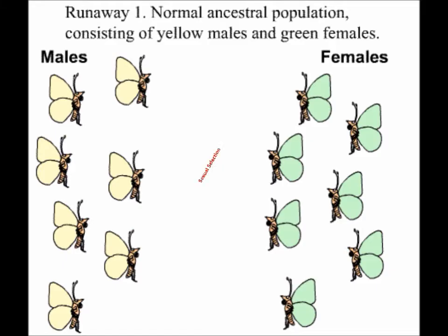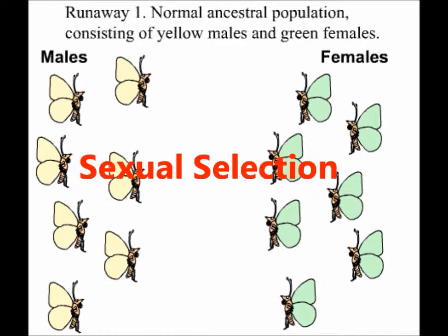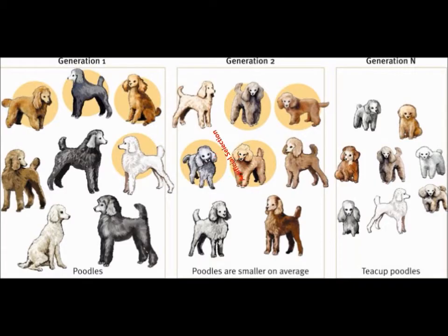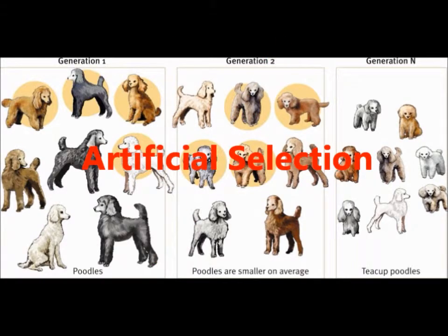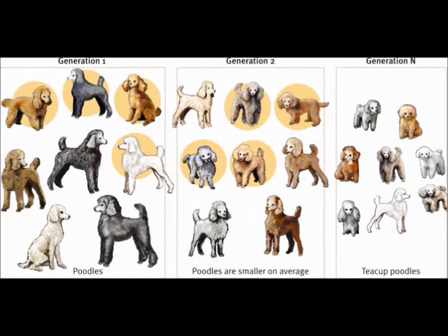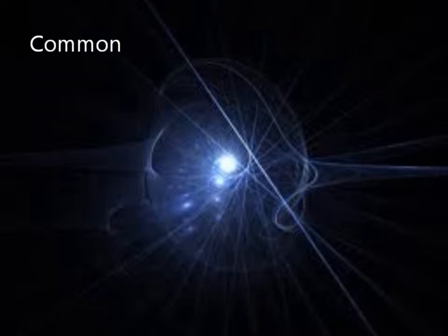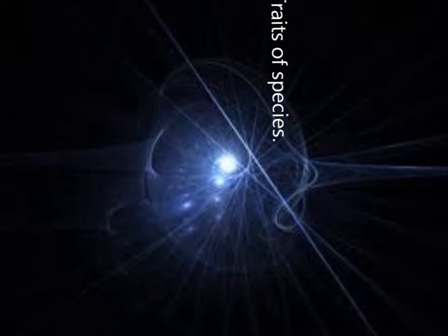Sexual selection: a natural selection arising through preference by one sex for certain characteristics in individuals of the other sex. Artificial selection: human intervention in animal or plant reproduction to ensure that certain desirable traits are represented in successive generations. The things these natural selections have in common: they all affect the traits of species.